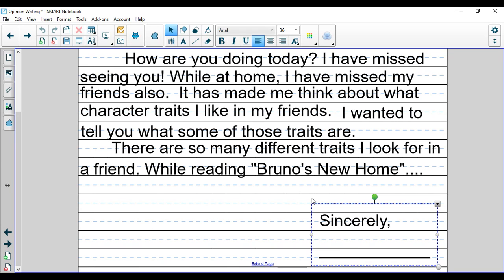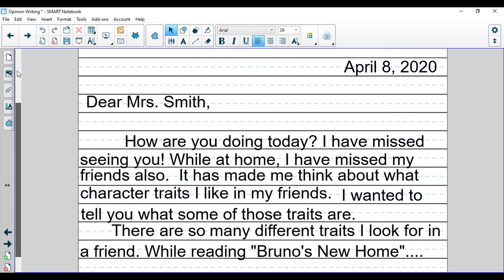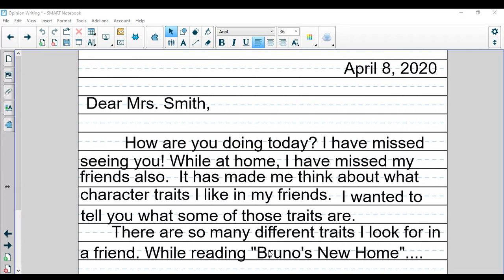So you could practice, if you wanted to, typing this on a Google Doc. You can even share that with your teachers. That would be a cool thing to do. Or you could write it on a piece of paper, but make sure when you're doing this, you're keeping with this formatting. All right.